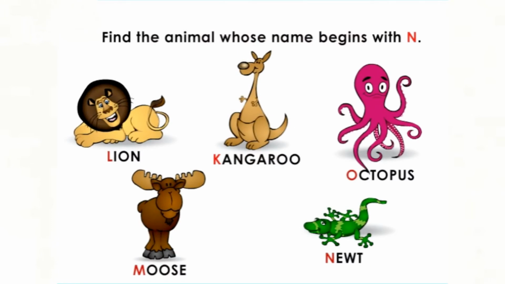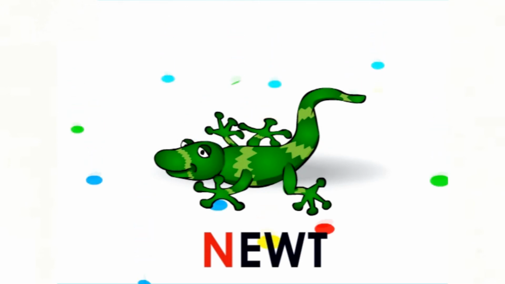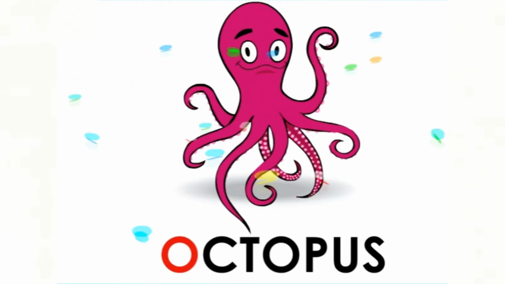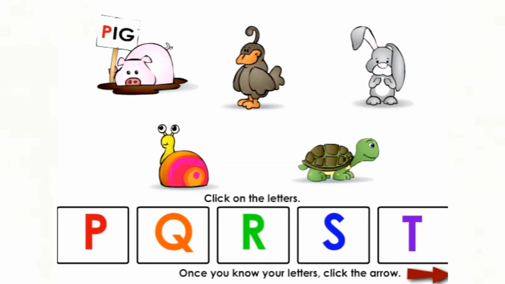Find the animal whose name begins with N. Great job! Newt begins with N. Find the animal whose name begins with O. Fabulous! Octopus begins with O. Pig begins with P.